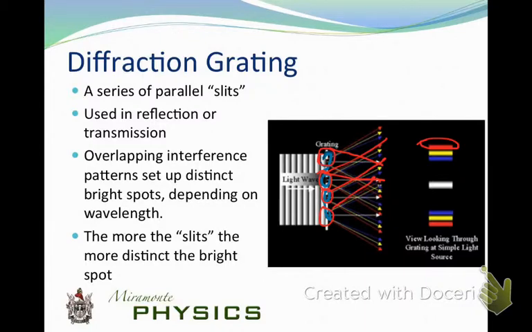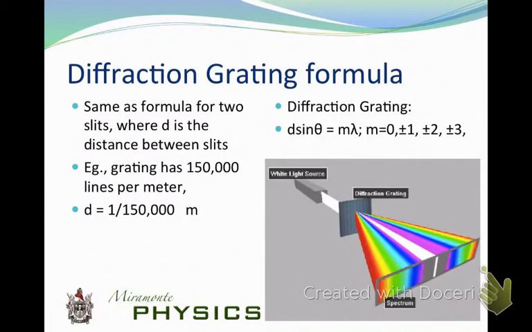A diffraction grating is where we have lots of openings through which light will pass, and then we can observe the pattern on the opposite side. The more slits you have, the more distinct these bright spots become, and we will check that when we do our lab next week. So if you have a diffraction grating, the good news is you can use the same formula. The mathematics are slightly different, but the formula ends up being identical.